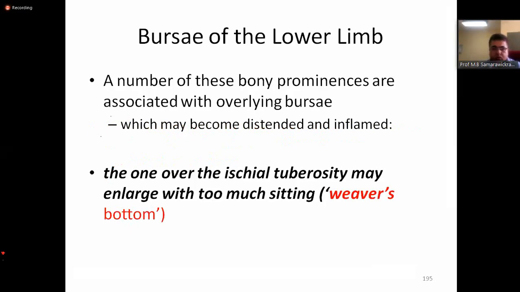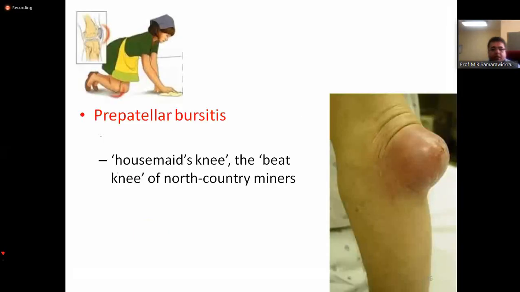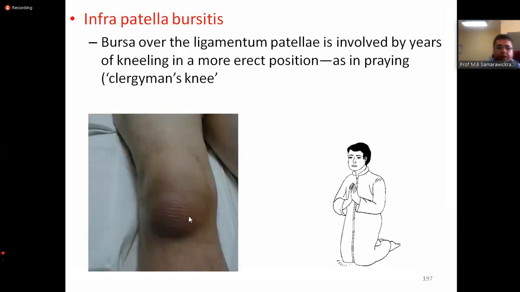So in the lower limb, there are bursae that you have to know. At the ischial tuberosity, there is a bursa that can enlarge in people who sit for a longer period, for example, weavers. So we call it weaver's bottom. And I have explained to you what prepatellar bursitis, the housemaid's knee, is, and this is the clergyman's knee. You can see this is an enlarged infrapatellar bursa.